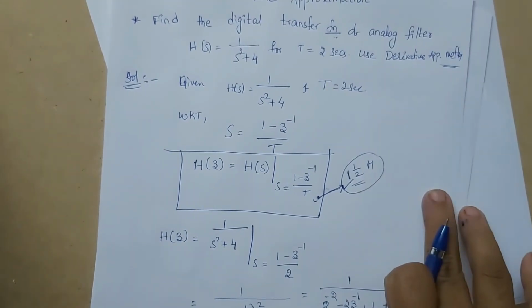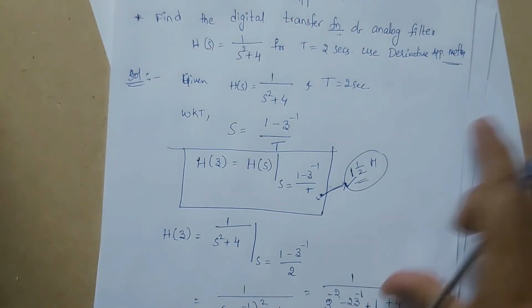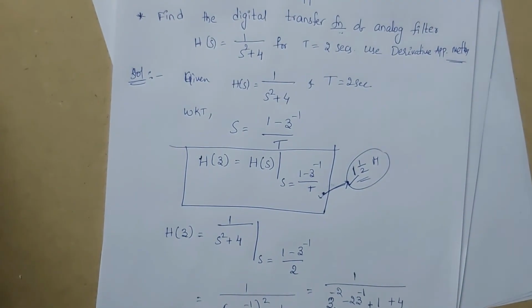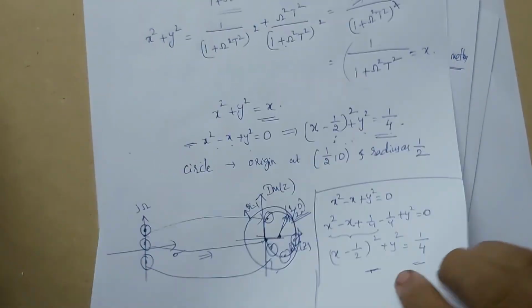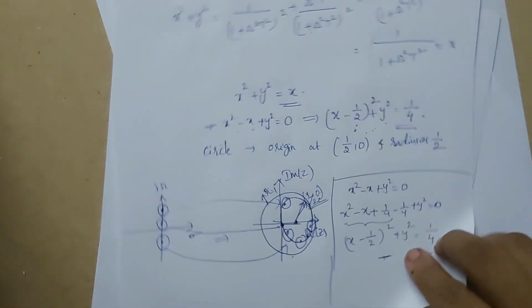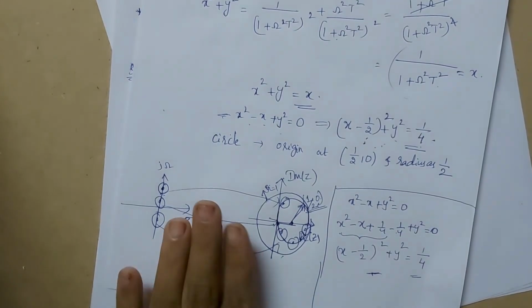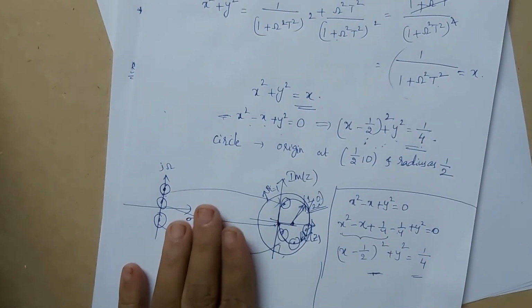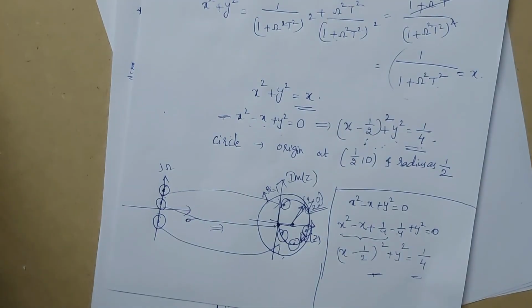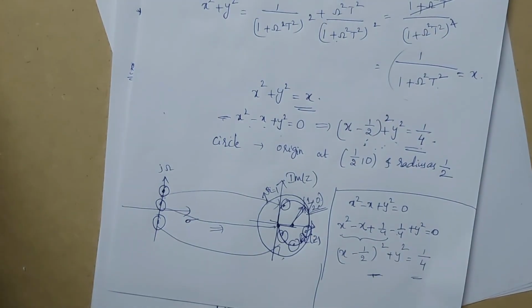Check out the derivation part and the mapping part, and if you have any doubts, please let me know. This is about the derivative approximation method, and in the next lecture I will be teaching you about the impulse invariance method.